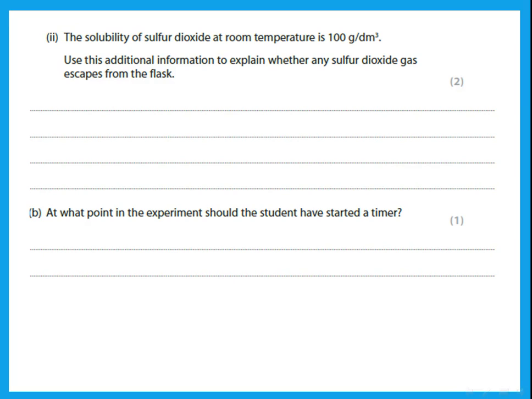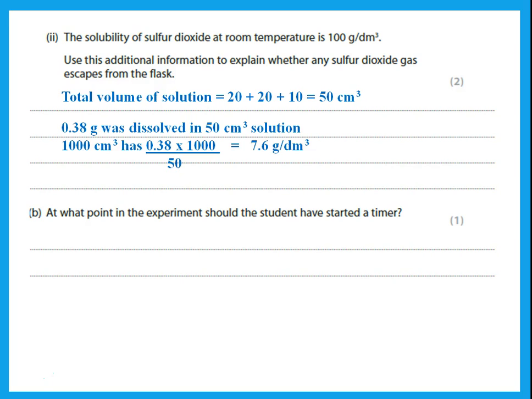Okay, use this additional information to explain whether the sulfur dioxide will escape. So I want to know, do I have more than 100 grams per decimeter cubed? Because if I have more than 100 grams per decimeter cubed, then the sulfur dioxide will not dissolve anymore and it will go out. So I calculate, I have my total volume is 50. That means I have 0.38 grams in 50. So how much in 1,000? You understand this? He wants per decimeter cubed. 1 decimeter cubed is 1,000 centimeter cubed.